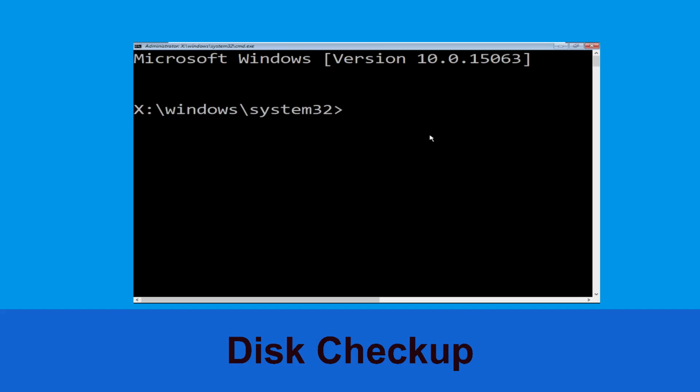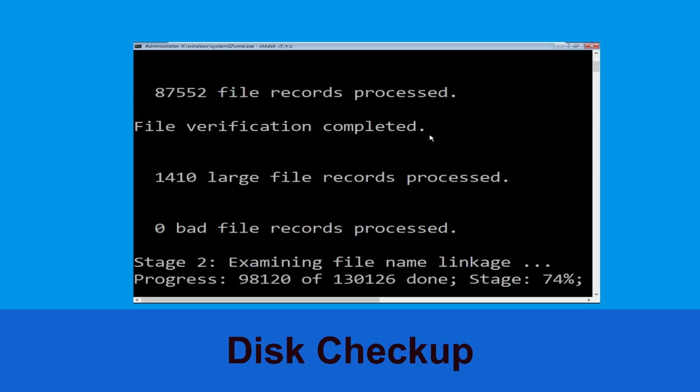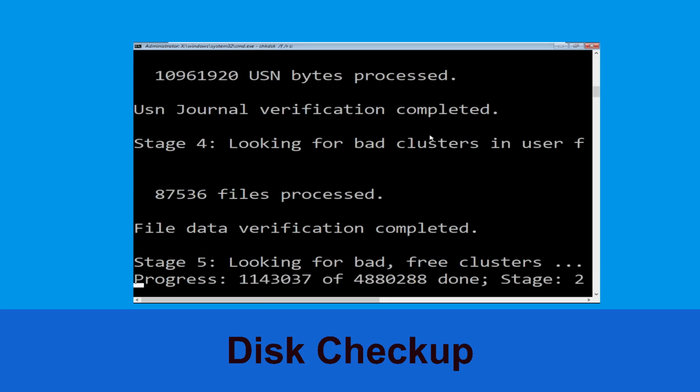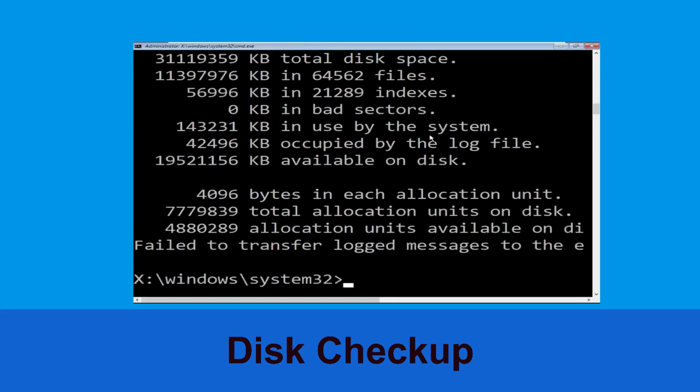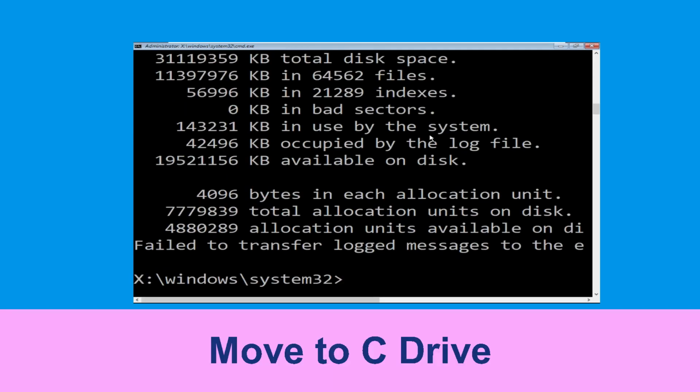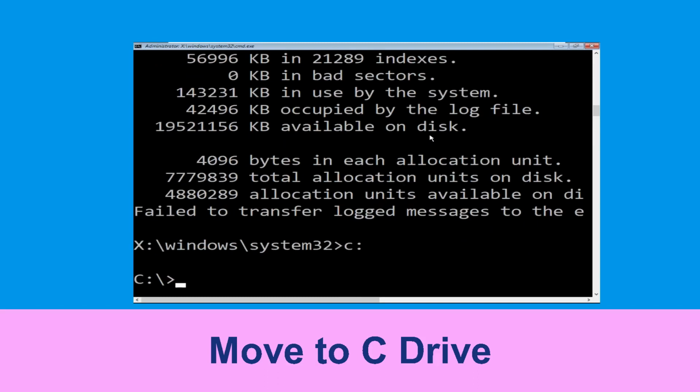Now type chkdsk /f /r c: and hit enter. Then we need to wait for some time to complete the process. Once done, move to the next step. Type c: and hit enter to execute the command.